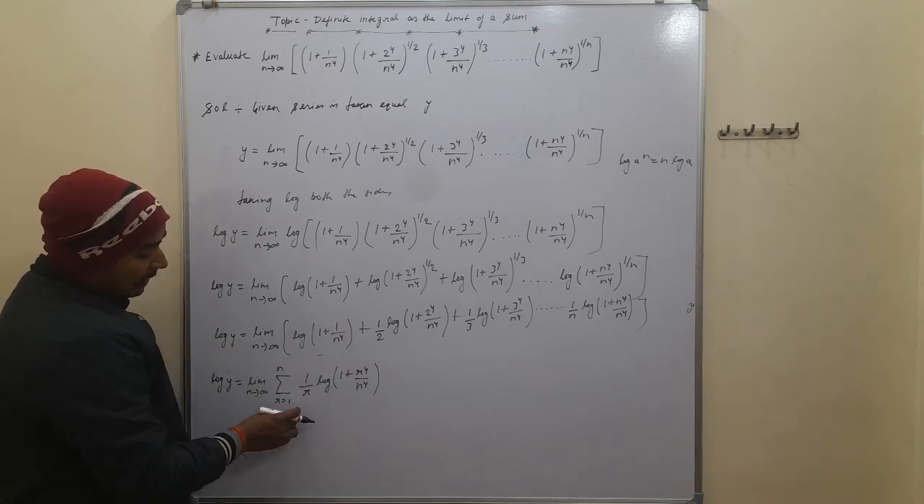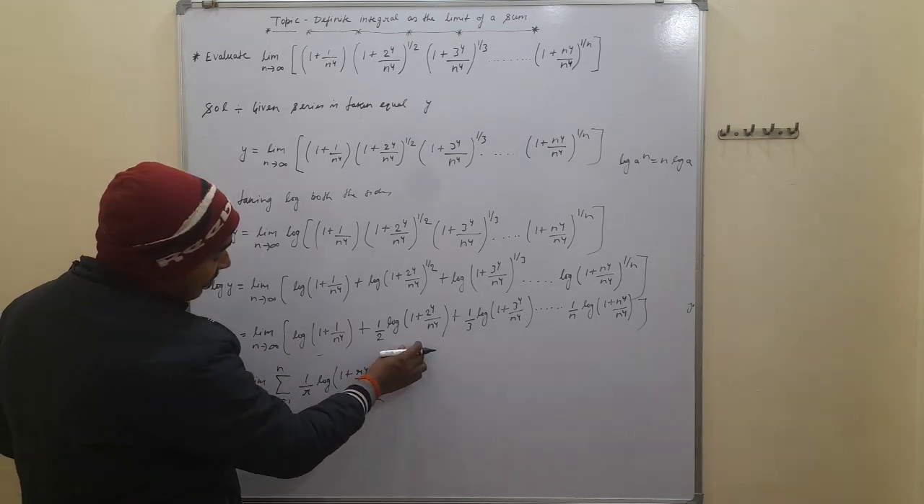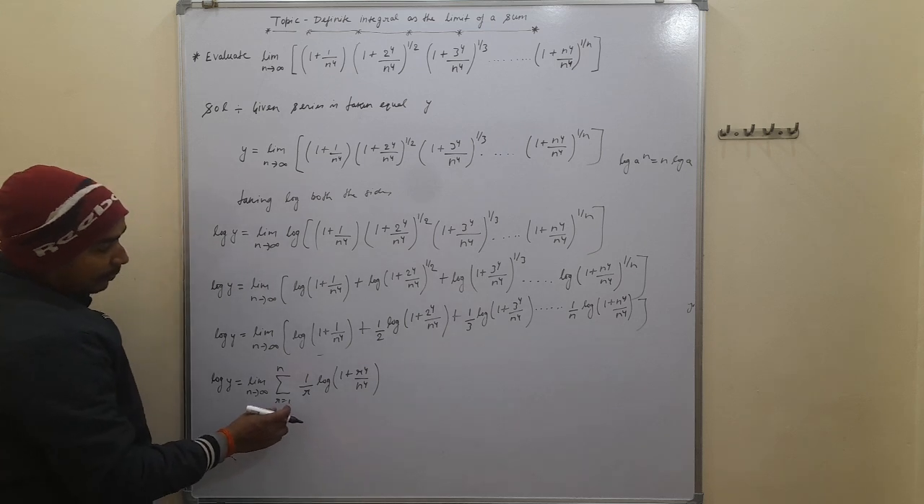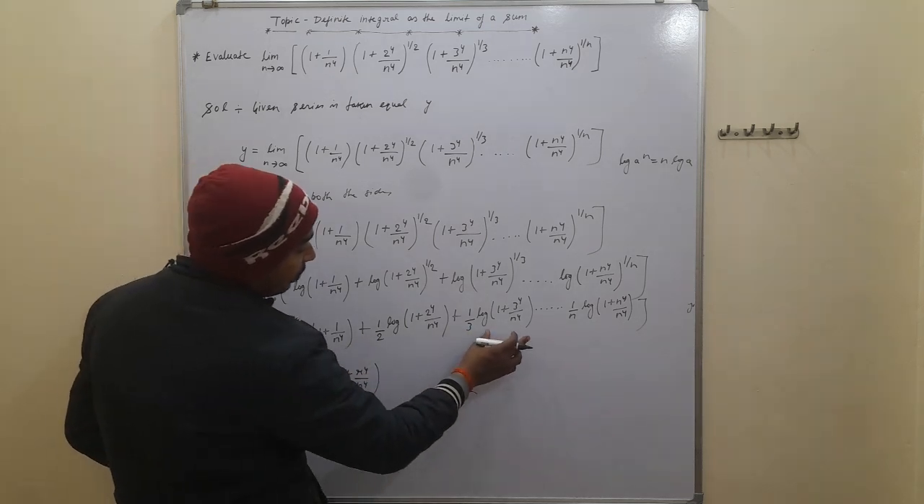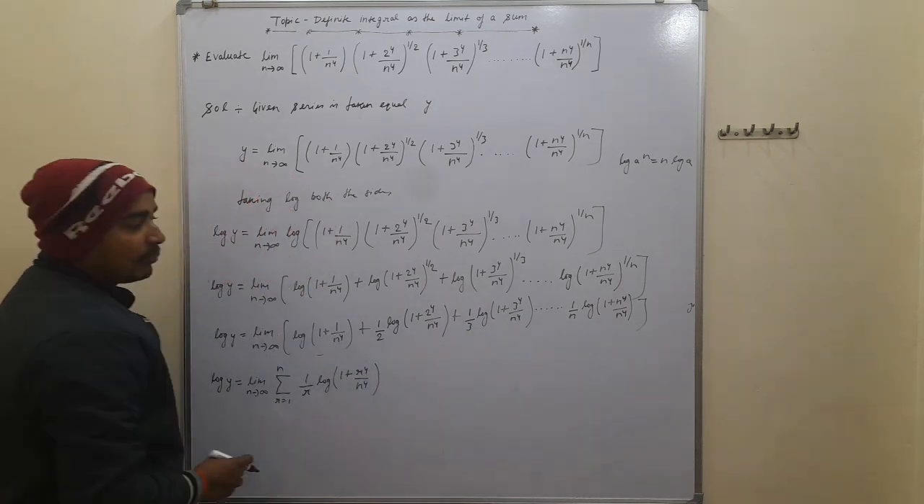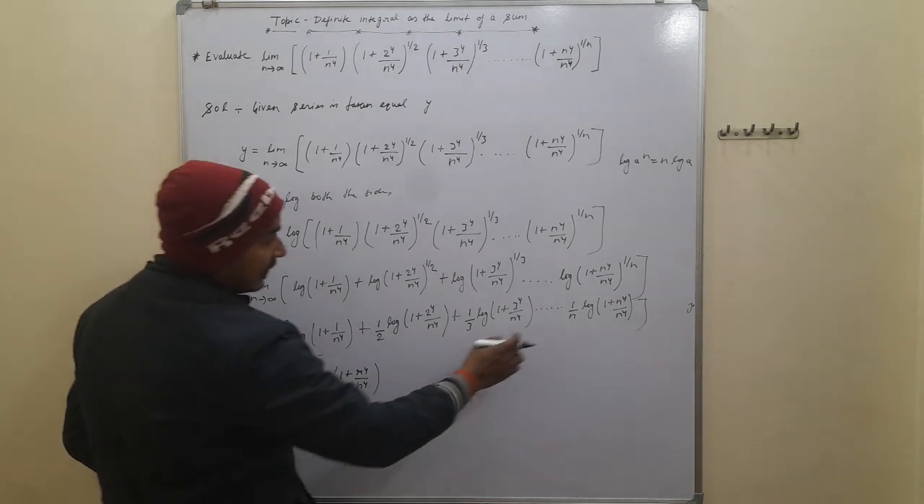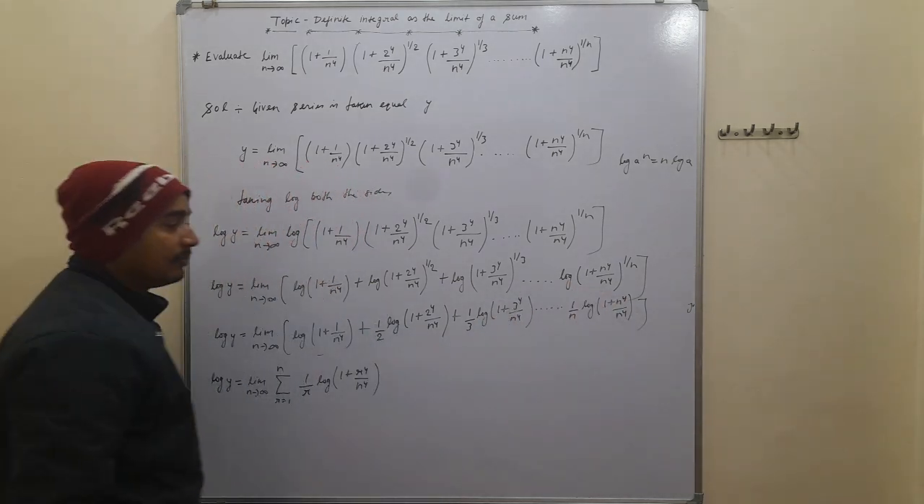Similarly we have to put r is equal to 2, we get the second term, and similarly we put r is equal to 3, we get the third term, and similarly in place of r we put n, we get the last term.